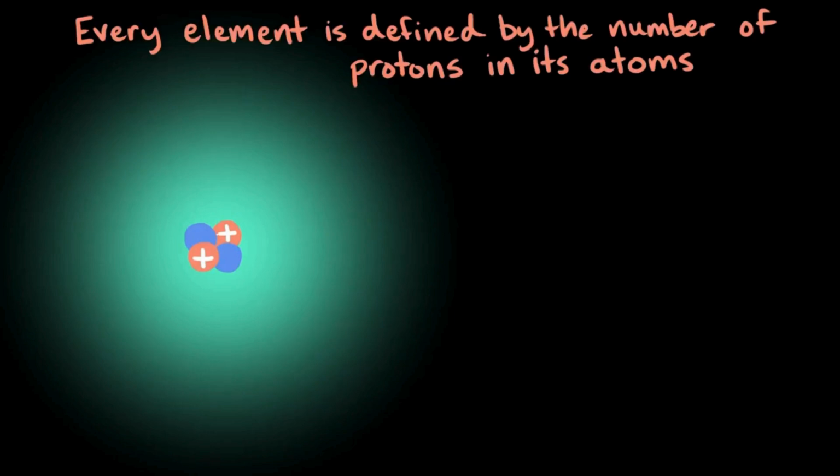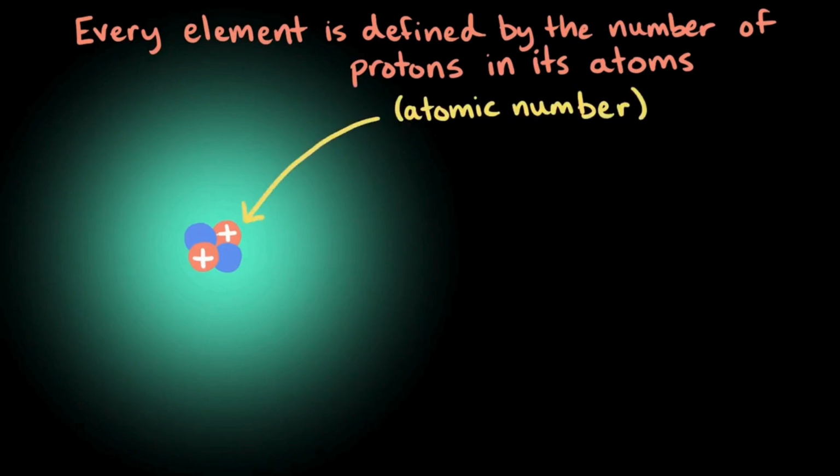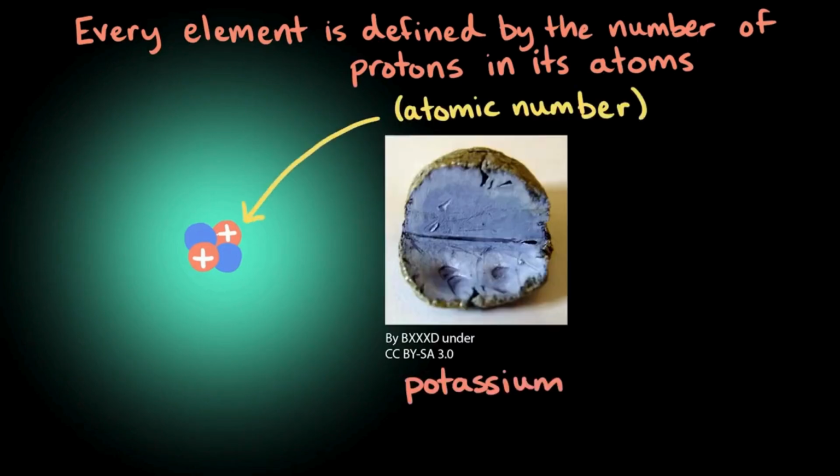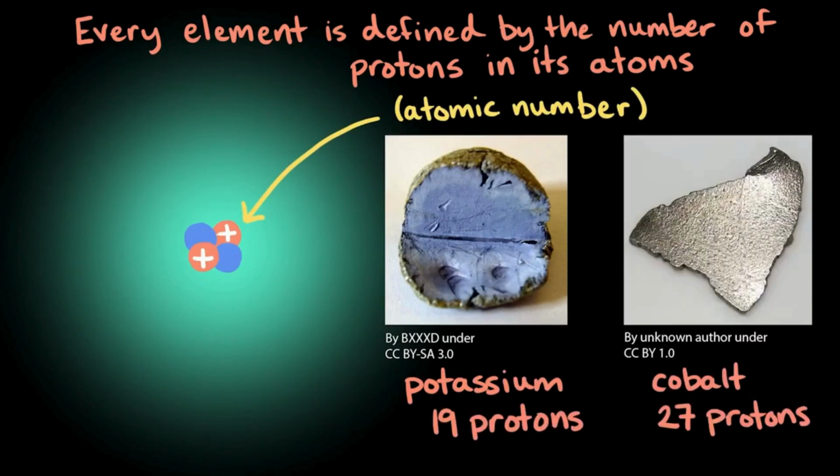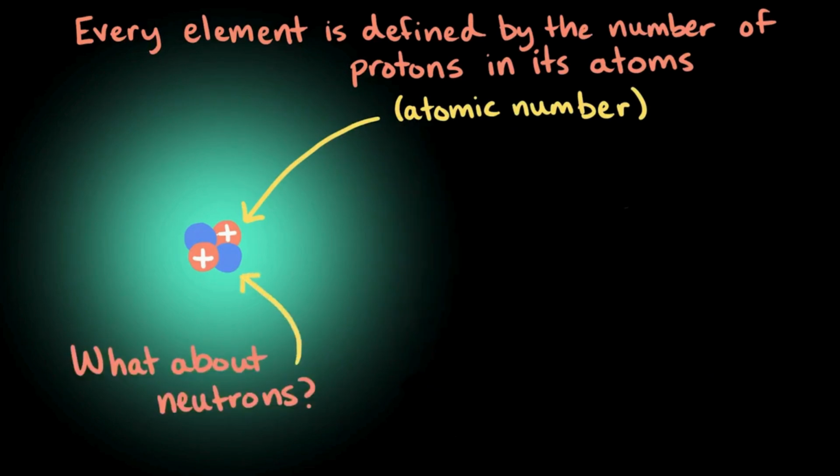Every element is defined by the number of protons in its atoms, which is called its atomic number. So, for example, every atom of potassium has 19 protons and every atom of cobalt has 27 protons. But what about neutrons? Well, an element doesn't always have the same number of neutrons in its atoms.